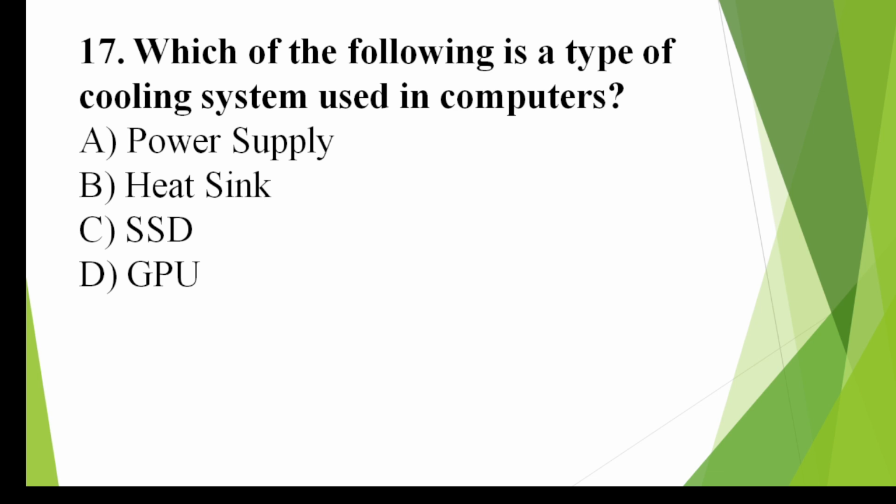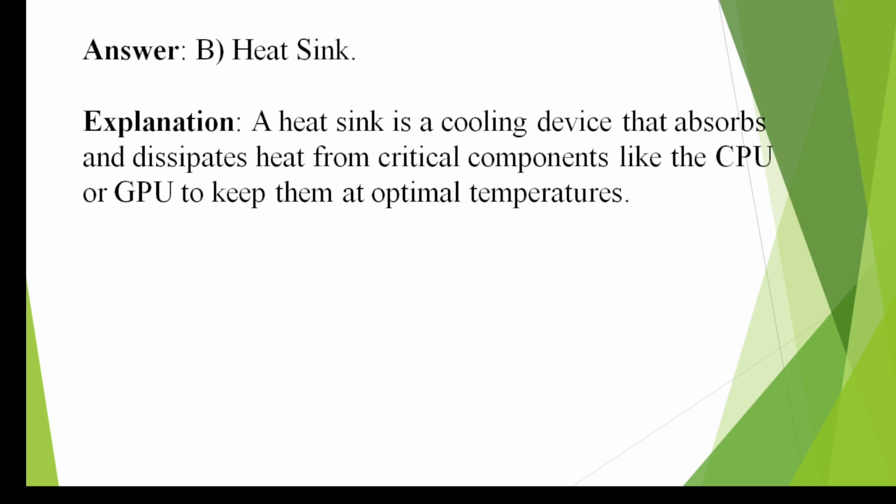Let's move to question number 17. Which of the following is a type of cooling system used in computers? A. Power supply. B. Heatsink. C. SSD. D. GPU. The correct answer is B. Heatsink. A heatsink is a cooling device that absorbs and dissipates heat from a critical component like the CPU or GPU to keep them at an optimal temperature.